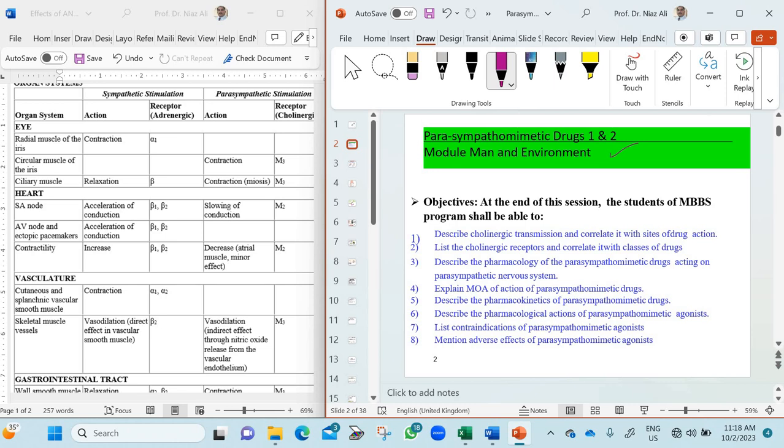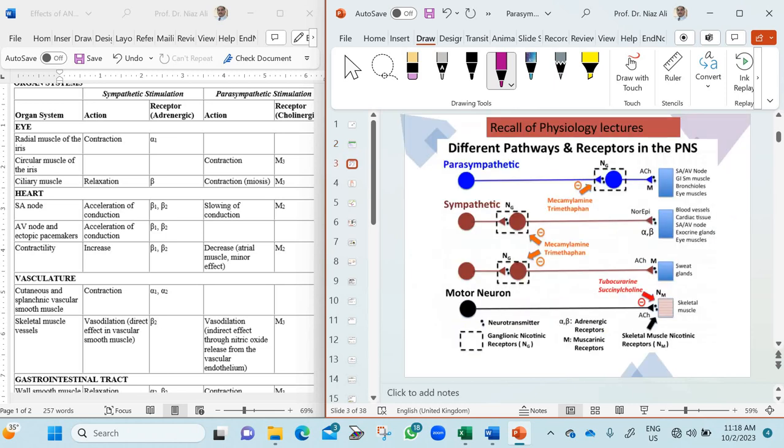Regarding the objectives, you should be able to know about the cholinergic transmission and correlate it with the site of action of drugs. So you have to recall your teachers' lectures, especially the physiology teacher's lecture, and of course the anatomy teacher's lecture. Then we can proceed.